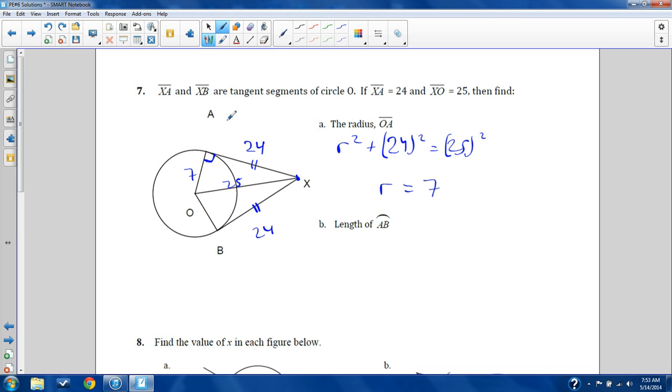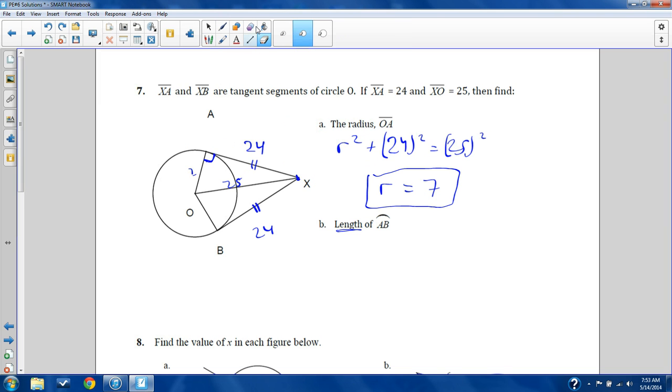So we found radius OA right there. Now it says find the length of AB. This one's a little tricky for a few reasons. One, you have to understand that they say length, not the measure. So we're not trying to find what the measure of this is in degrees. It's tricky for another reason as well.